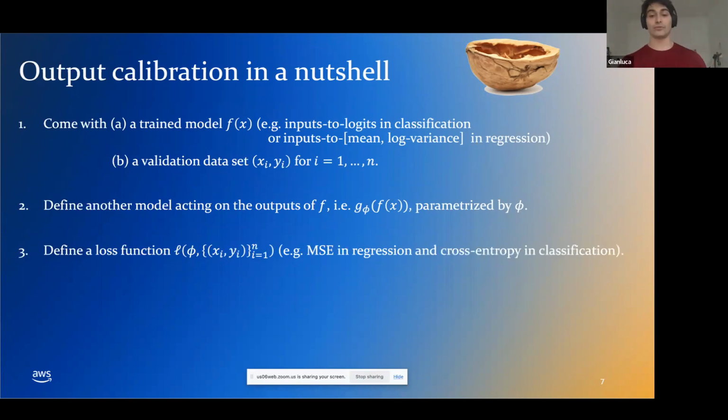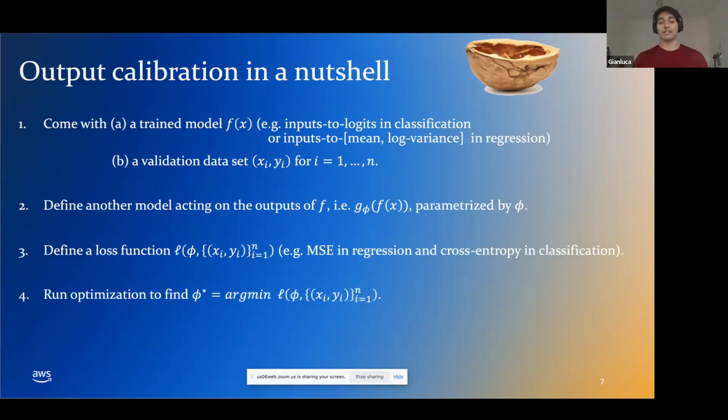You just try to define a loss function according to your task. It could be mean square error in regression, cross entropy loss in classification, and then you optimize with respect to the extra model parameters that you have just defined, so phi star. Very classic, nothing new. It's just that we are adding a model and we are trying to remove some of the overfitting given by the training data by comparing against another validation data set. This is sort of the point here.